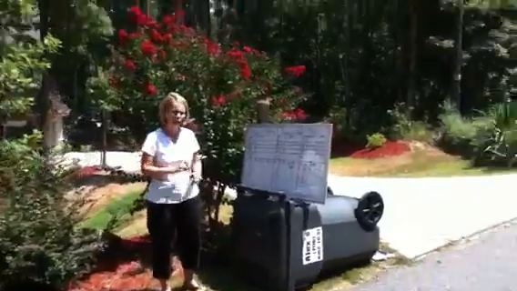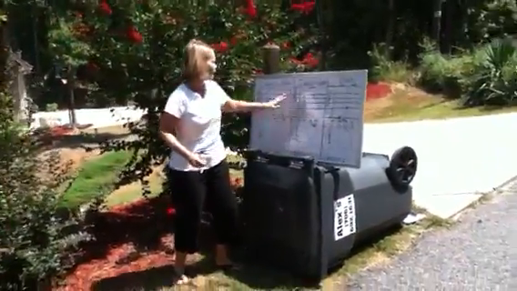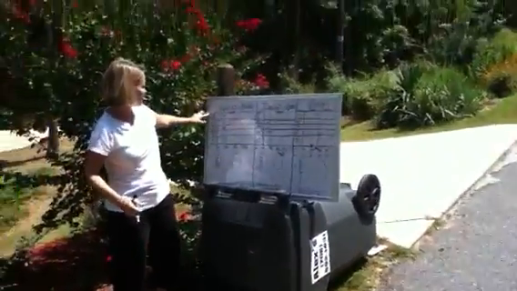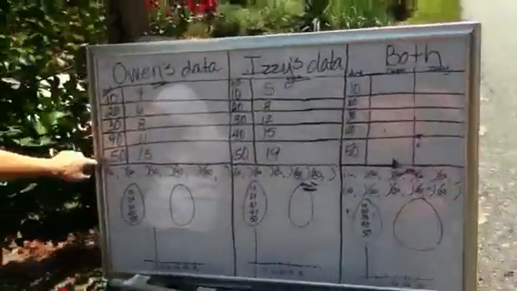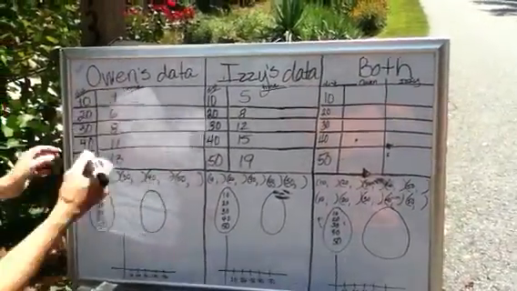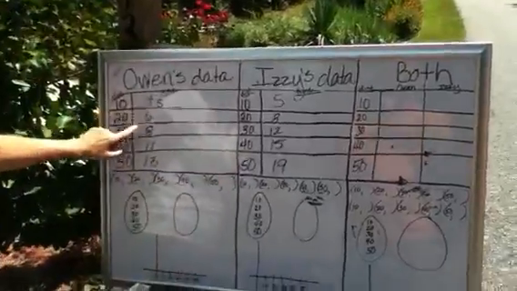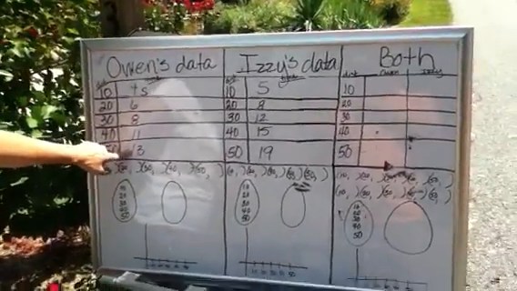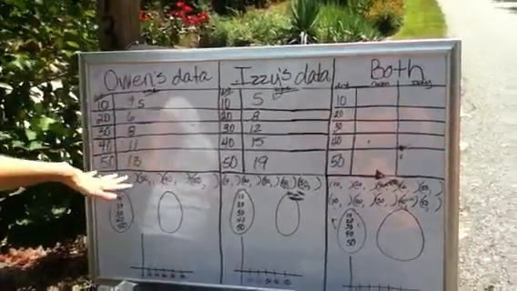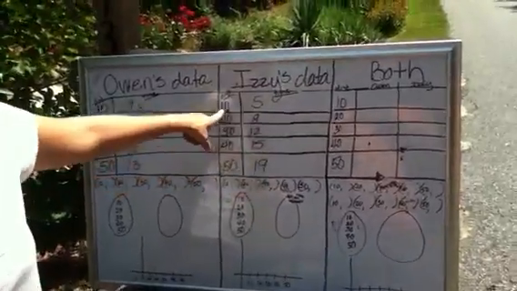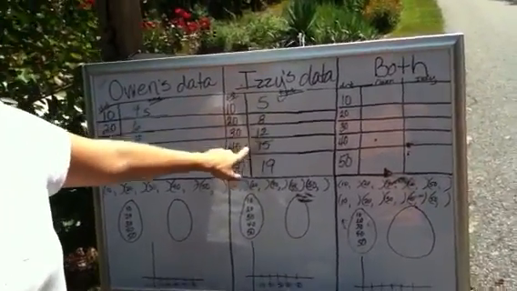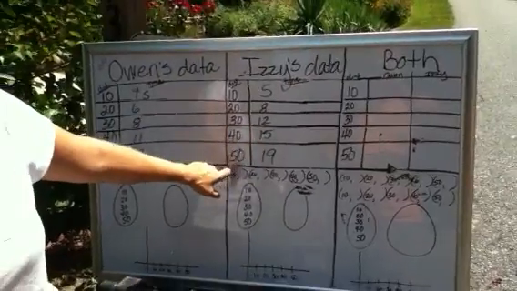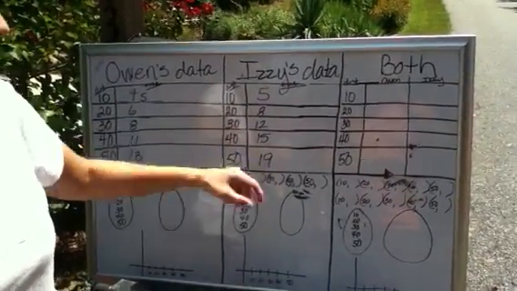Okay, what we have here, guys, I have on the board Owen's distance, 10 yards, 20 yards, 30 yards, 40 yards, 50 yards, and then his time in seconds, 4 seconds, 6 seconds, 8 seconds, 11 seconds, and 13 seconds. That's Owen's time. Izzy's time is over here. At 10 yards, she was at 5 seconds, 20 yards, 8, 30 yards, 12, 40 yards, 15, and 50 yards, she was at 19 seconds.